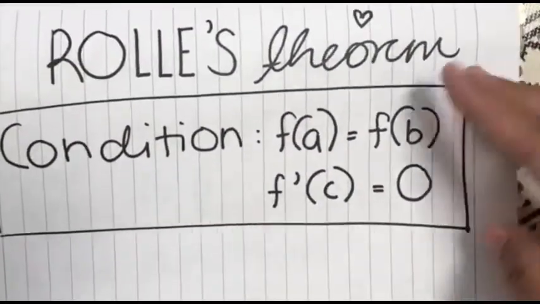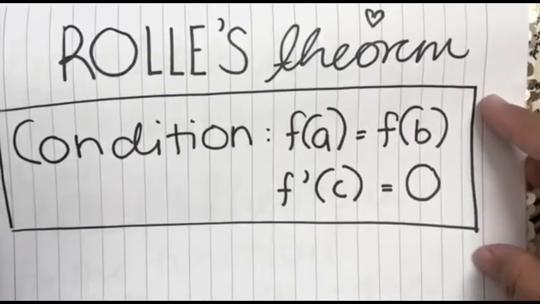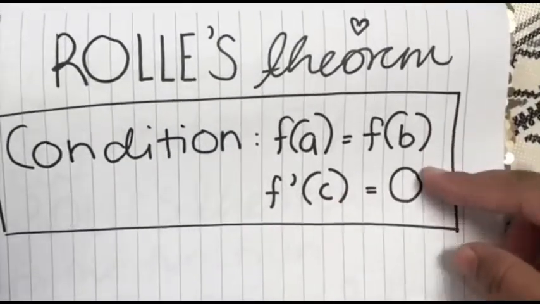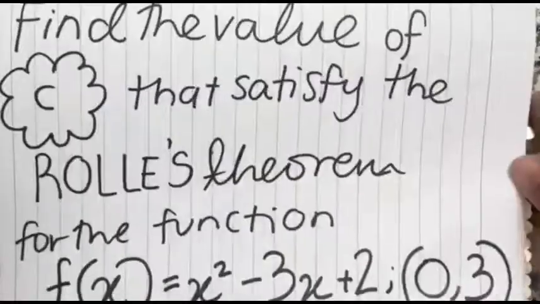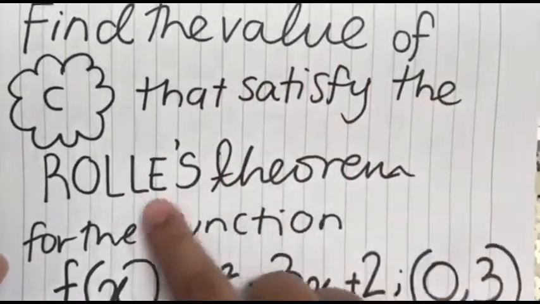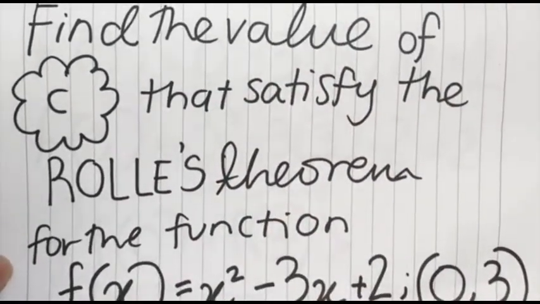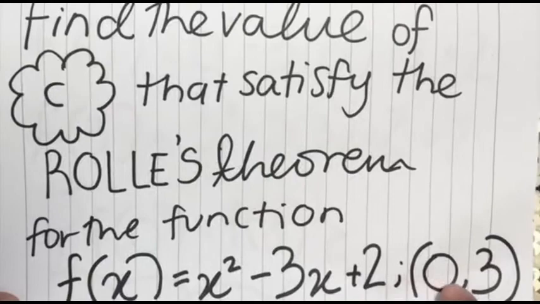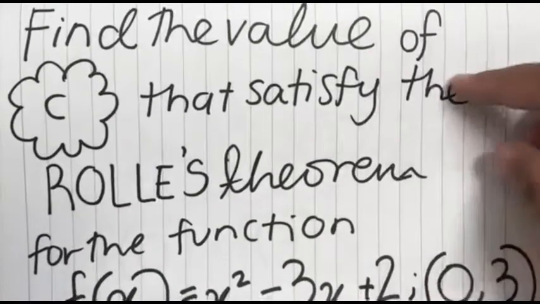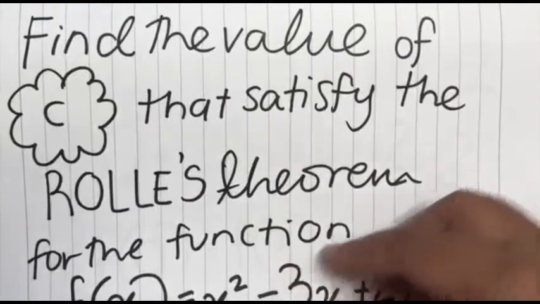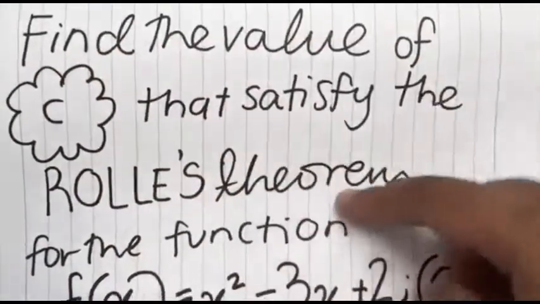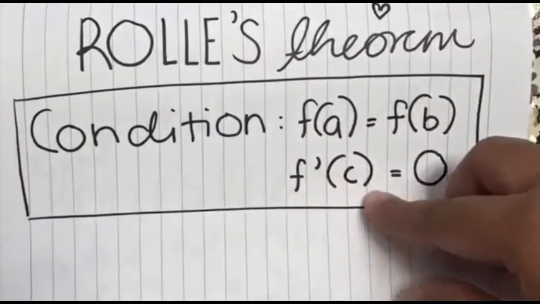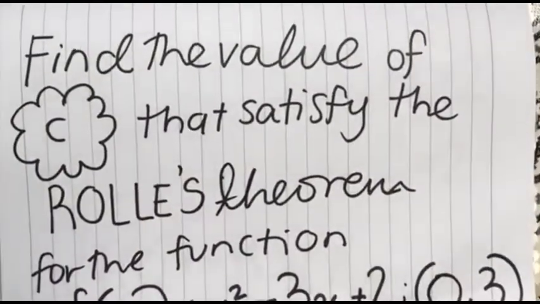In Rolle's theorem, there are two important conditions that we need to satisfy, which are f(a) equals f(b) and f prime of c equals 0. So let's go to the question. Find the value of c that satisfies Rolle's theorem for the function f(x) equals x squared minus 3x plus 2 in the interval 0 to 3. The problem here is we need to find the value of c that satisfies Rolle's theorem, which is f(a) equals f(b) and f prime of c equals 0 in the function.